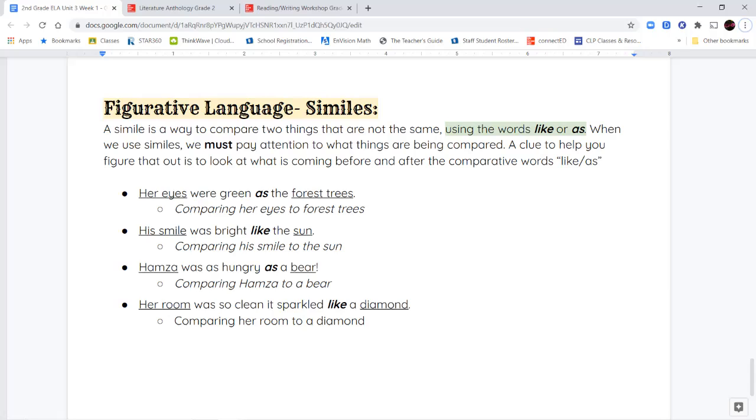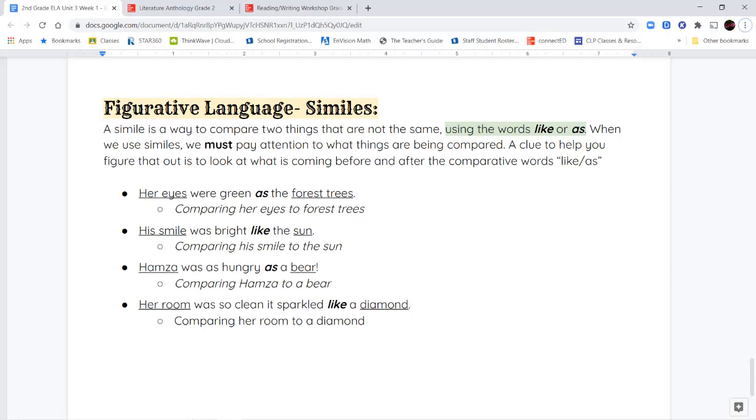So if I say her eyes were as green as the forest trees, what am I comparing over here? I'm comparing her eyes and I'm comparing it to the forest trees. So over here, you can see that I've underlined the two things that I'm comparing. When you're going through your work, please pay very close attention so that you're able to figure out what the author is talking to you about. What comparison are they making?